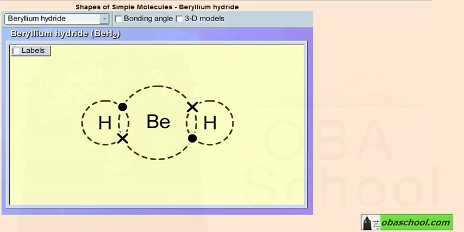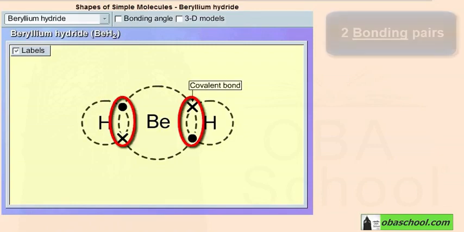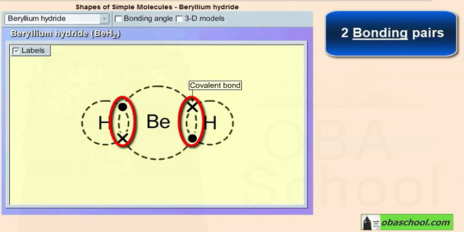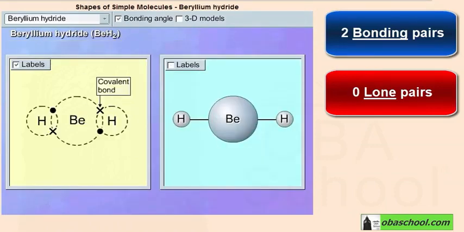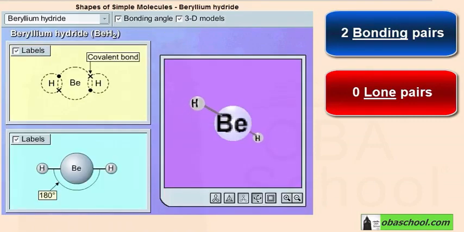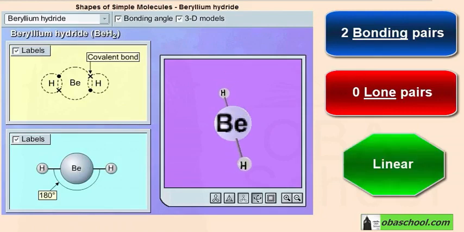In this molecule, BeH2, beryllium hydride, we have two covalent bonds. So we have two pairs of bonding electrons. These electrons are involved in bonding. Do we have any lone pairs? No, we don't. So in this molecule we have two bonding pairs of electrons, which are two single covalent bonds. The bond angle in this molecule is 180 degrees. So beryllium hydride, BeH2, has a linear shape and a bond angle of 180 degrees.